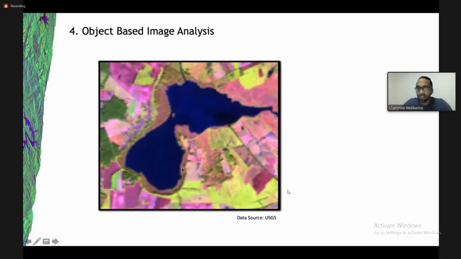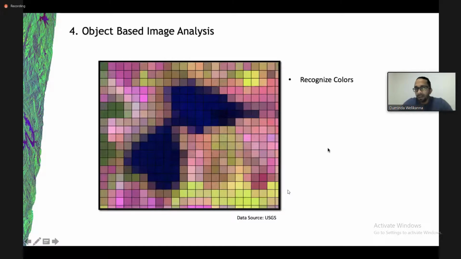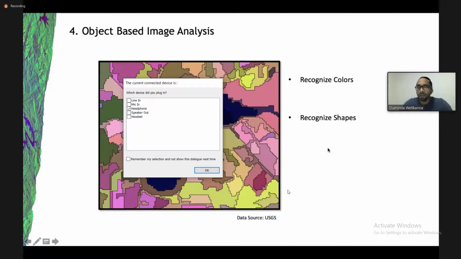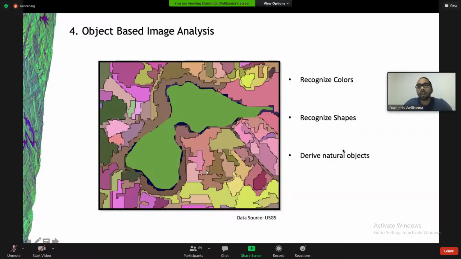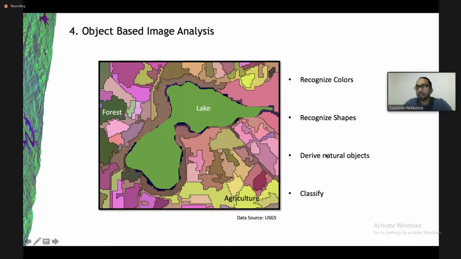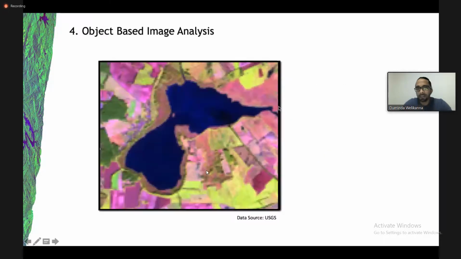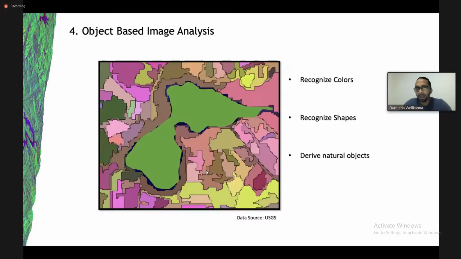Object-based image analysis. You have an image, you have pixels, you segregate the pixels into vectors or polygons, and you define classes on top. Now you see, you start with the image, right? And then you end up with a set of polygons. These are called objects. So each polygon is an object. So this is object-based image analysis, or we call this segmentation.